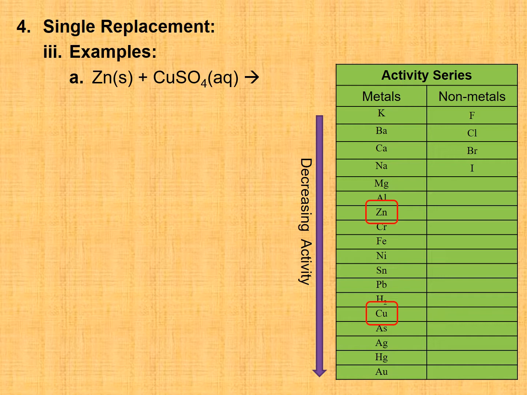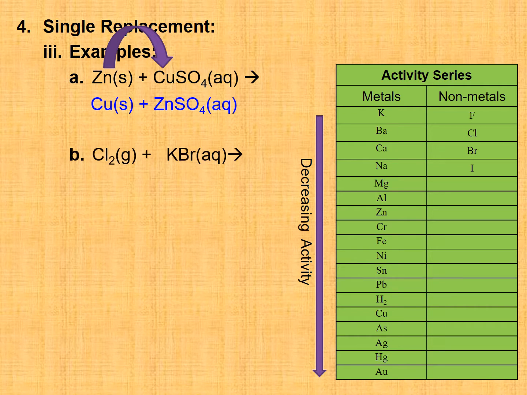Now, since zinc is higher up in the activity series, meaning it's more active than copper, that means that zinc wants to be part of the compound. It wants to be an ion and be with the sulfate. So in this case, that means that the zinc can replace the copper. And when it does so, the copper ion will become elemental copper, will become a pure element, and the zinc, which starts out as a pure metal, will become a zinc ion and be part of the compound.